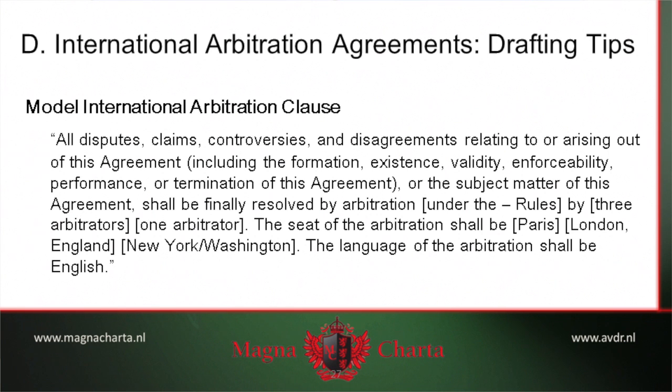The agreement to arbitrate is simple. All disputes shall be finally resolved by arbitration. Under the rules not specified, one could put in ICC or Netherlands Arbitration Institute rules, by 3 arbitrators, 1 arbitrator, a choice to be made by the parties. The seat of the arbitration shall be Paris or somewhere else. The language shall be English. And that is an arbitration agreement, which is the foundation for the arbitral process.